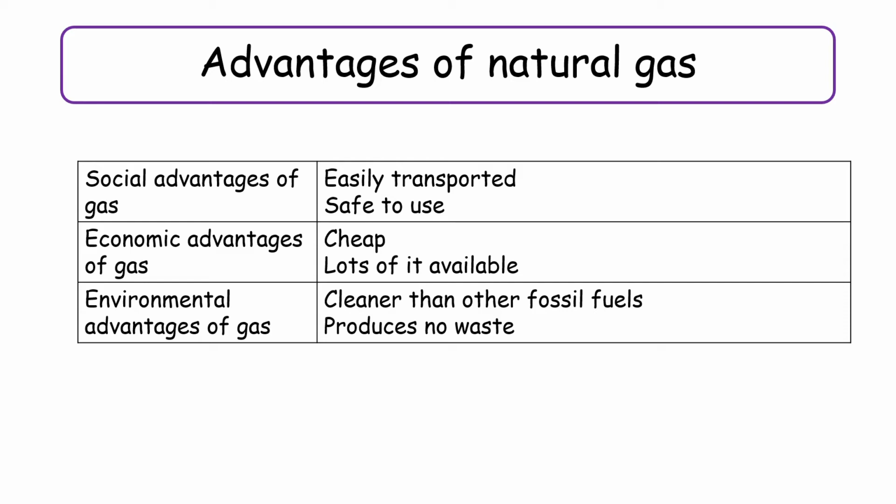So why is natural gas a good source of energy? Social advantages: it's easy to transport. It gets transported in huge pipes that stretch right across a country. It's fairly light, as you can imagine. It's not like transporting coal, where you need big lorries. And it's fairly safe to use as well. Used in the right way, it is quite safe for people to use.